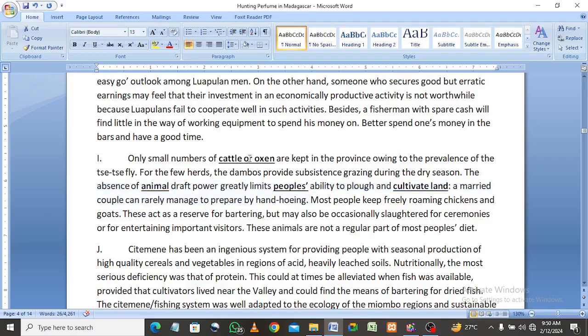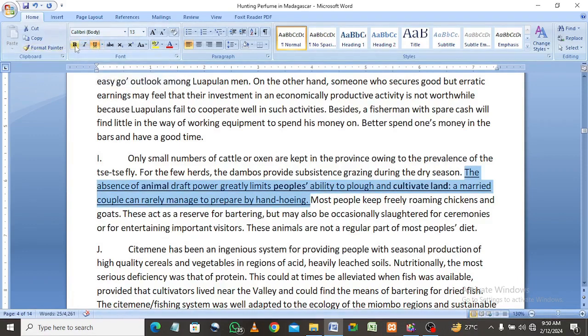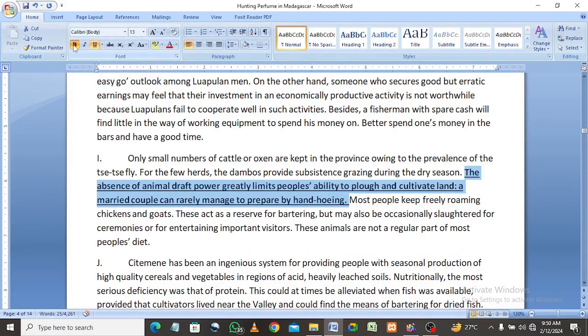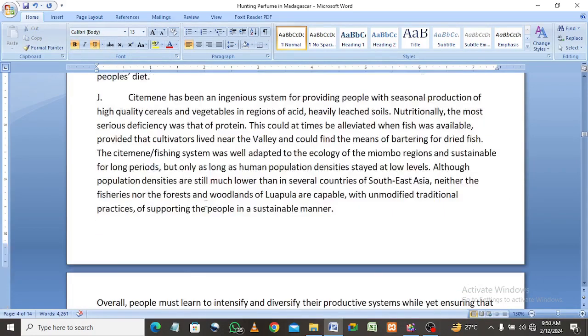Now this place that I underlined before, my answer is not there, so let me uncheck it so that I will not confuse you guys. So now year to year, this is where my answer will be. So what do I need to do? I have to underline the sentence, because I told you earlier to always underline the sentence. So I have to underline this sentence.